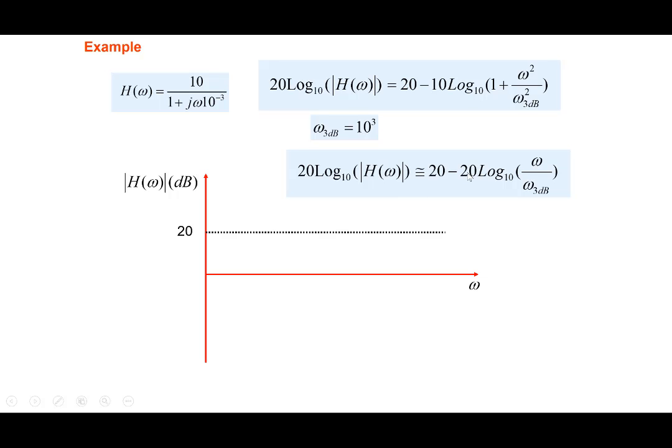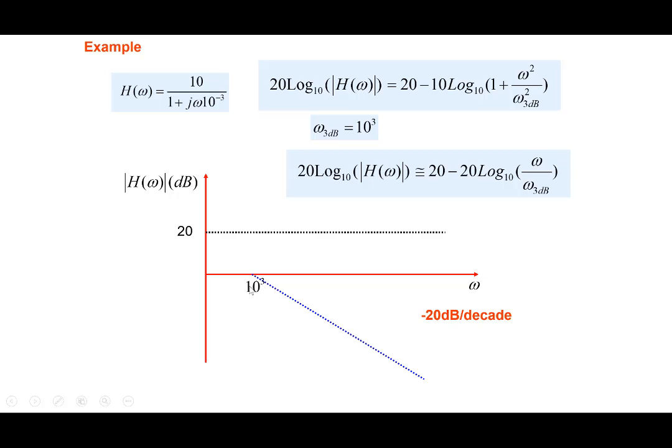And then this part here, 20 log 10 omega by omega 3 dB, at higher frequencies is falling at a rate of, if I make omega 10 times higher than omega 3 dB, or if I take two frequencies, omega 2 and omega 1, and the ratio is a factor of 10, then in terms of dB, the change will be 20 dBs here, right?